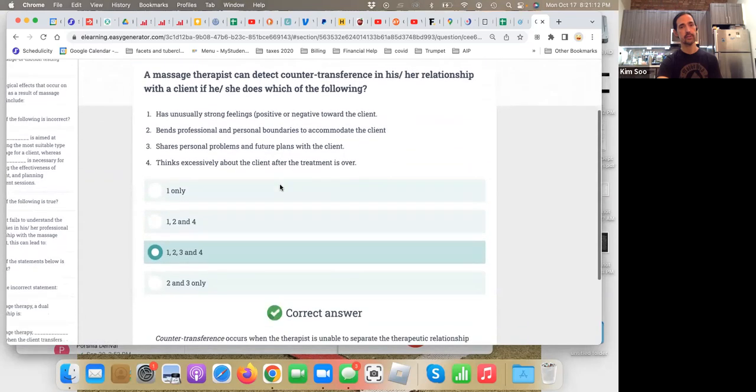Yes, the last one here. A massage therapist can detect countertransference in his or her relationship with a client if he or she, the therapist, does which of the following?